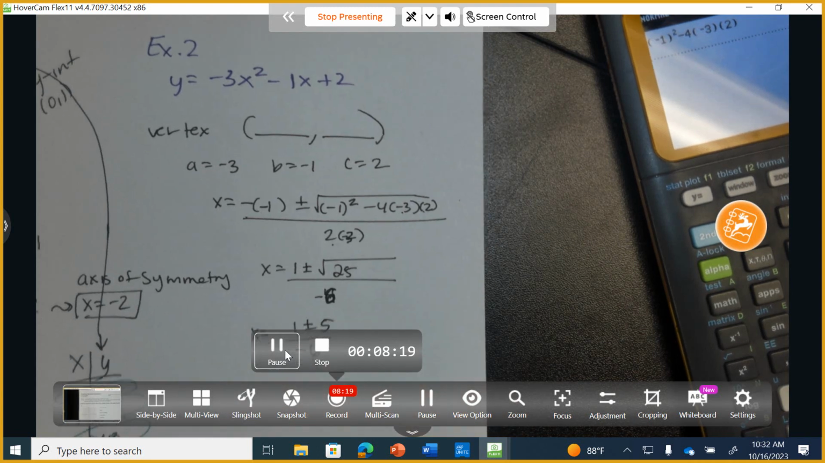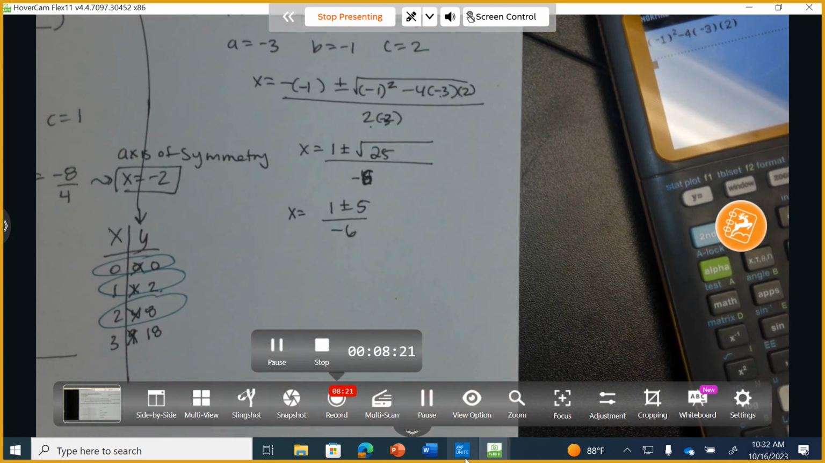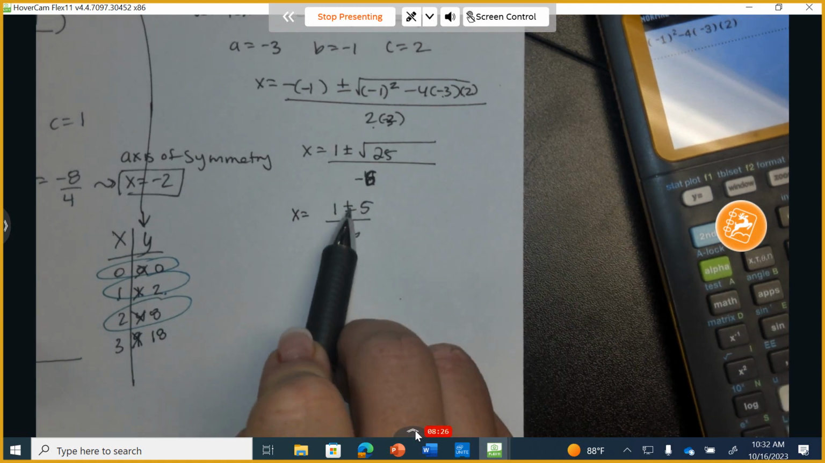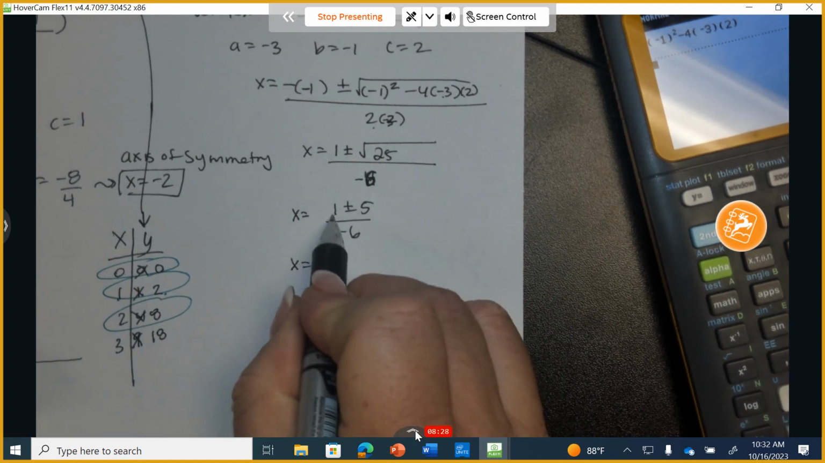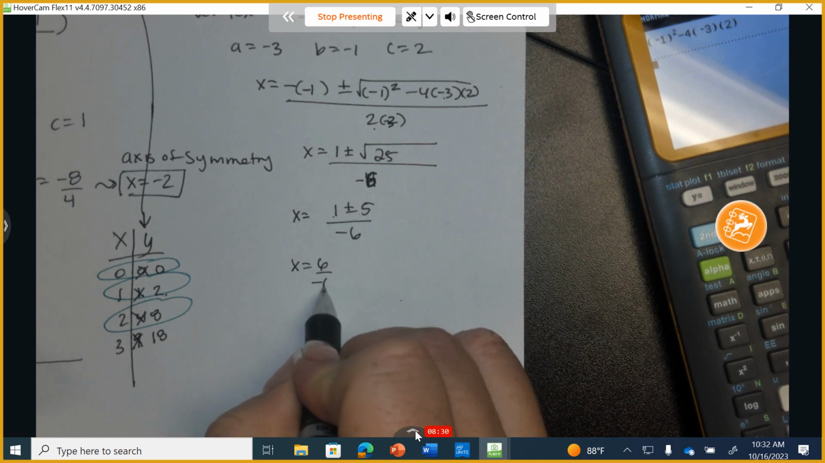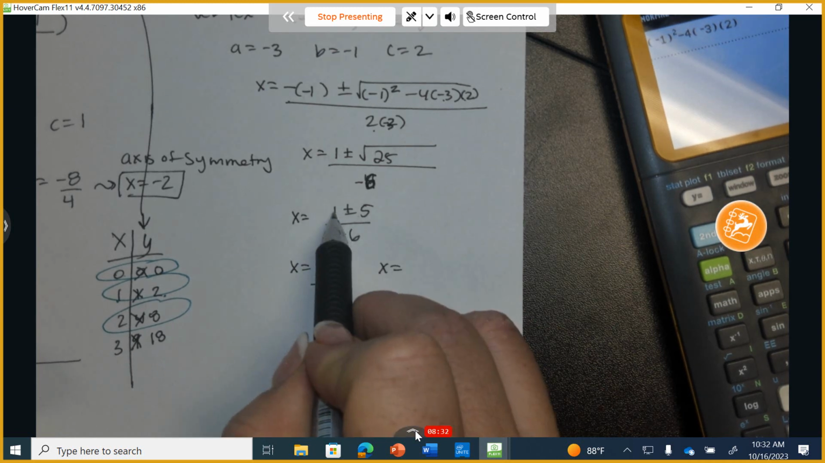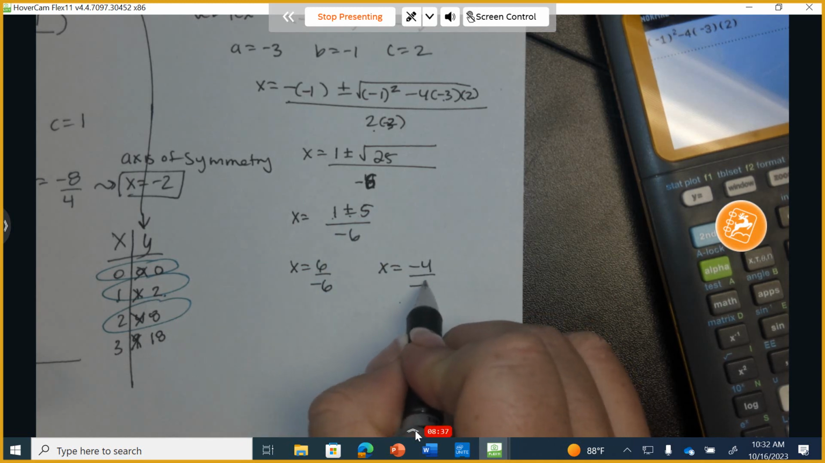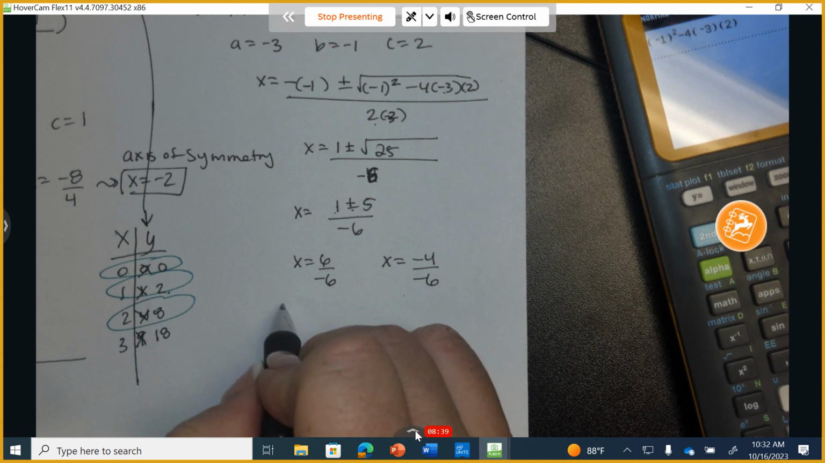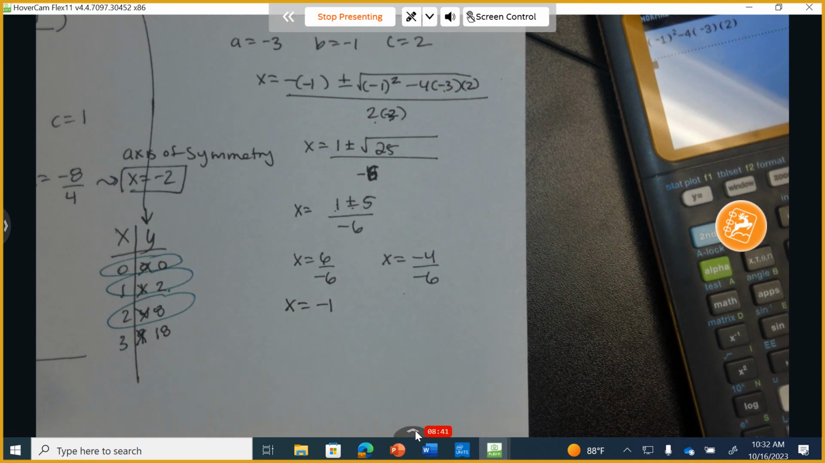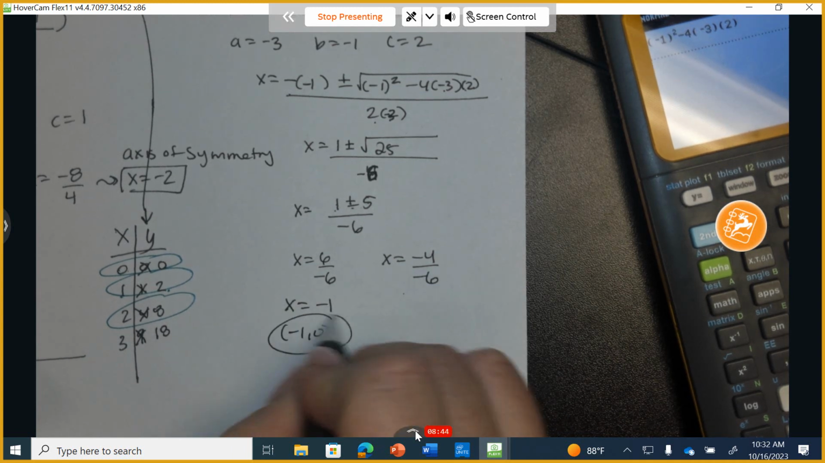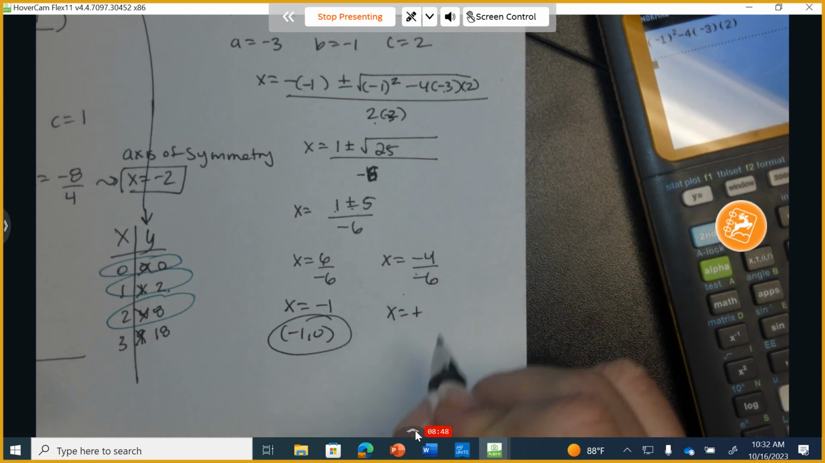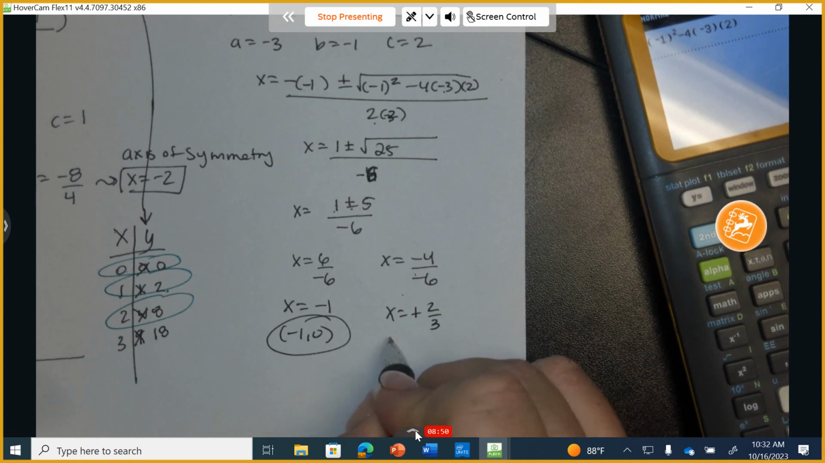I do not want final answers left like this. We want to take it a step further. So how do I do that? One time I'm going to add. So 1 plus 5 is 6. I'll reduce it a little bit. The next time I'm going to subtract. 1 subtract 5 is negative 4. I'll reduce it a little bit. So one x-intercept occurs at negative 1. And another x-intercept, when I reduce, 2 negatives make a positive, and 4 over 6 reduces to 2/3.